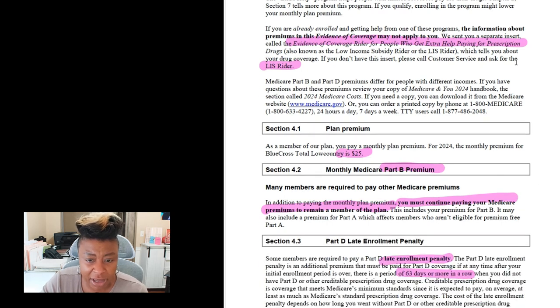Also talks about if you get extra help or low income cost sharing, you may have an LIS rider. And it's basically saying that if you meet certain income requirements, you may get assistance in paying for your prescription drugs. Okay. It's saying Medicare Part B and D premiums differ for people with different incomes. You can look at your Medicare and You handbook for more information. You can go to medicare.gov, or it actually also gives you the Medicare hotline phone number.